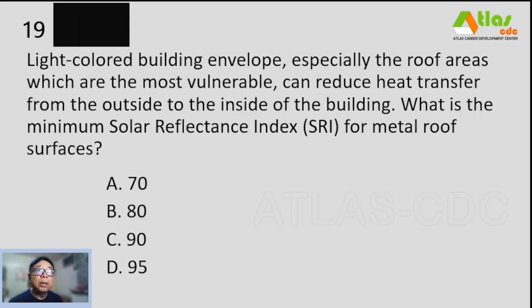Number 19, light-colored building envelope, especially the roof areas which are the most vulnerable, can reduce heat transfer from the outside to the inside of the building. What is the minimum solar reflectance index, SRI, for metal roof surfaces? A. 70, B. 80, C. 90, and D. 95.